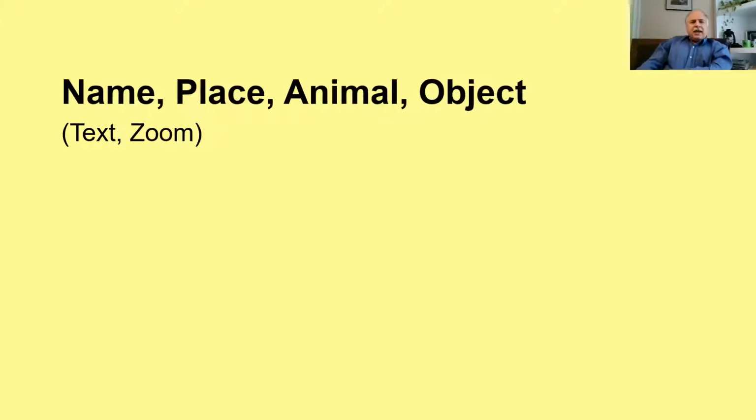So, name, place, animal, object. Okay. What we're doing is giving a letter of the alphabet out to our people. And then we're having them respond to the letter of the alphabet as quickly as they can. What they're doing is generating a name, as in a person's first name, a place, the name of an animal, and an object that all begin with that same letter.